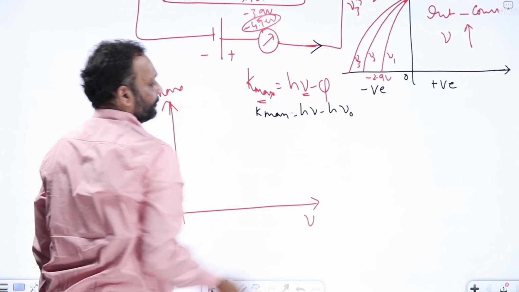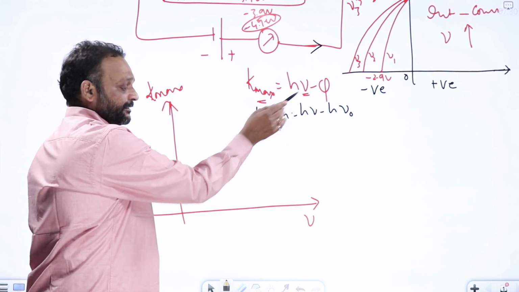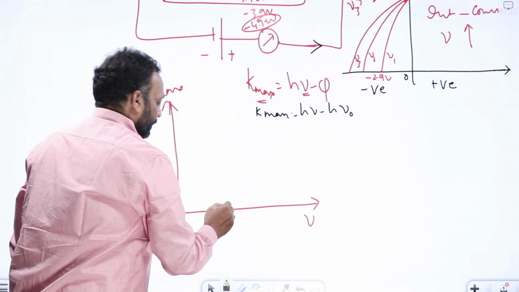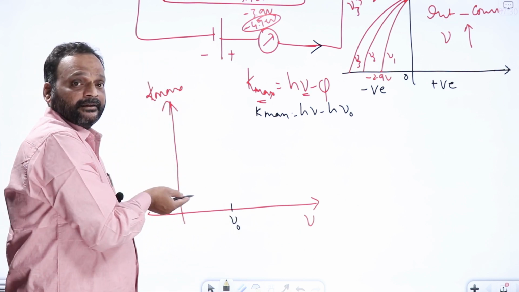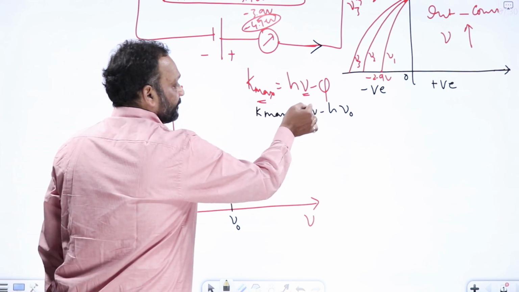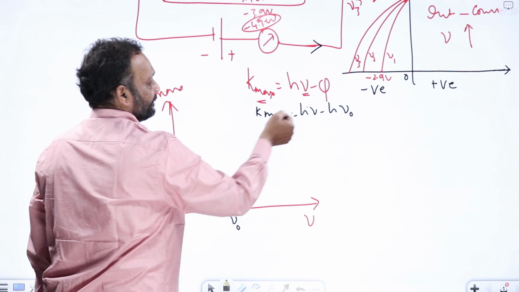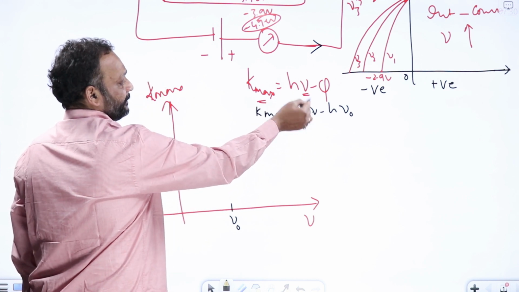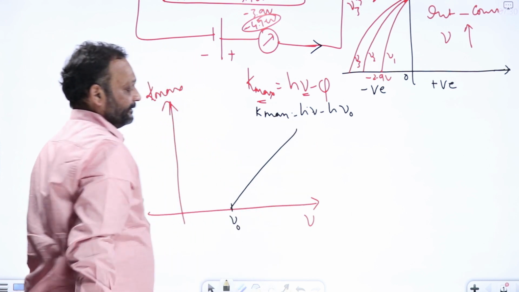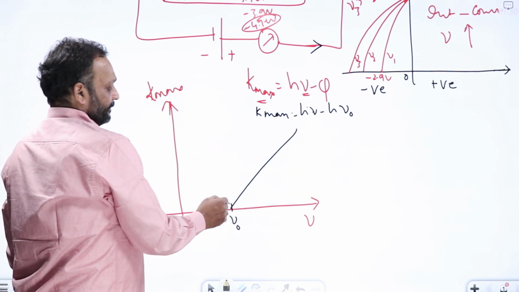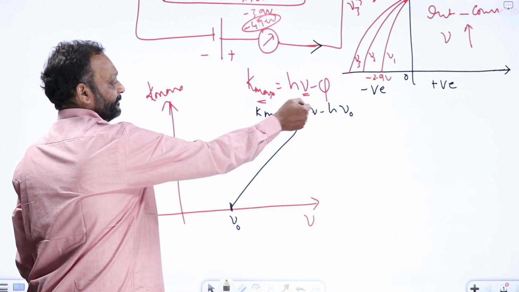Till nu equal to nu naught, kinetic energy remains negative. Negative kinetic energy is impossible, so photoelectric emission will not occur. Up to nu equal to nu naught, there won't be any photoelectrons coming out. When the frequency of incident light is more than nu naught, this energy will be more than this energy. As nu keeps on increasing, K maximum also increases, like a straight line graph like this. So the threshold frequency is nu naught, and K maximum keeps on increasing with increasing frequency.